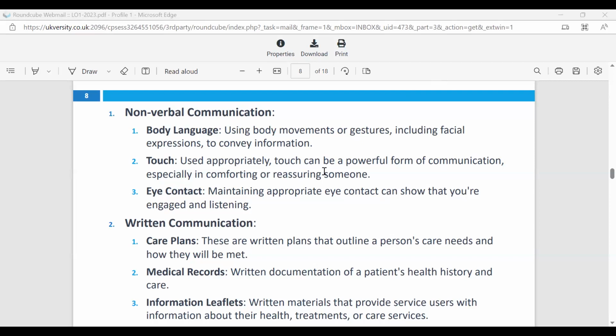The next one is touch. Using appropriate touch can be a powerful form of communication, especially in comforting or reassuring someone. So if someone's found out they've got an illness and they're unhappy and crying, you could hug them or put your hand around them. But then, what needs to be taken into consideration if you're hugging someone or putting your hand around them? Because you're comforting them, and it's a very good signal.